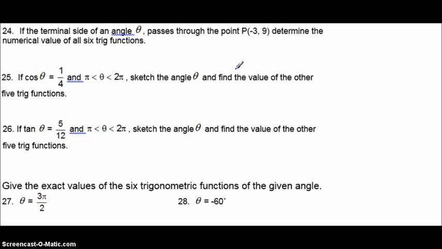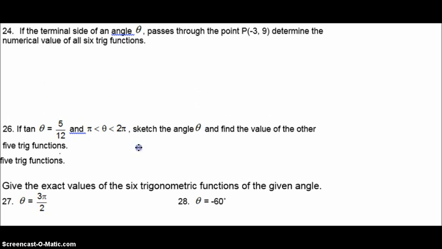Alright, if the terminal side of an angle theta passes through the point (-3, 9), determine the numerical value of all 6 trig functions. Alright, I better clear some room here. These other things are going to be in my way.